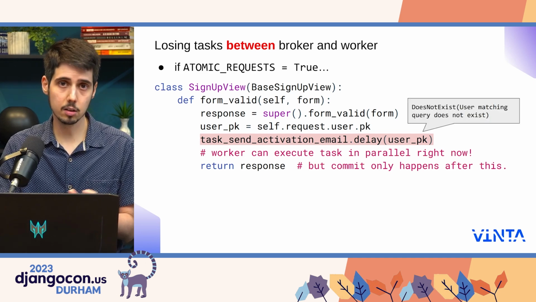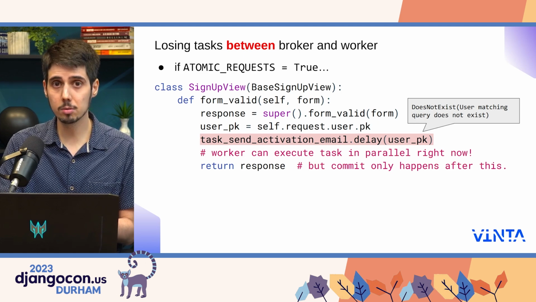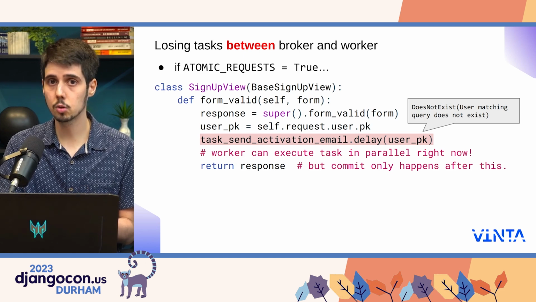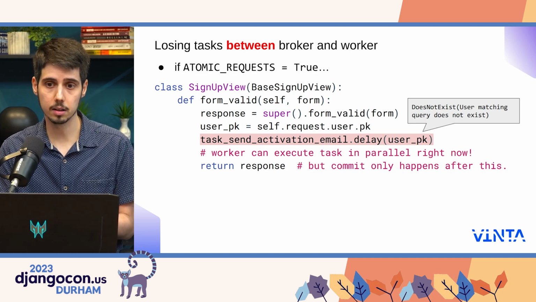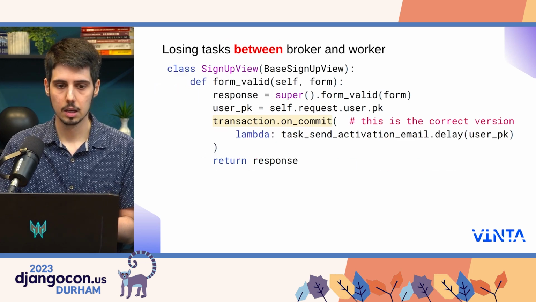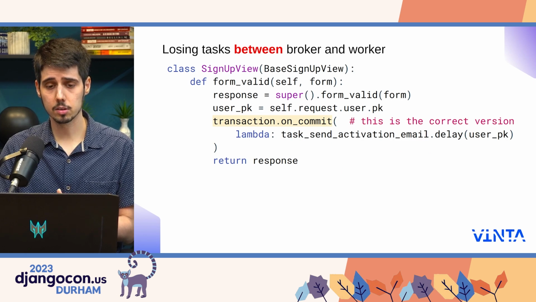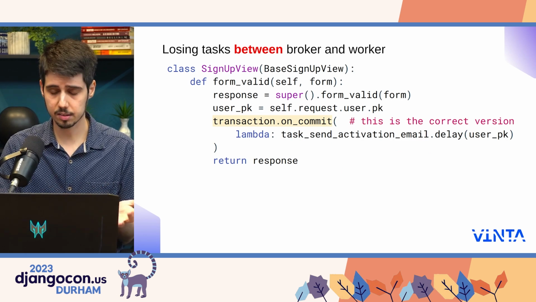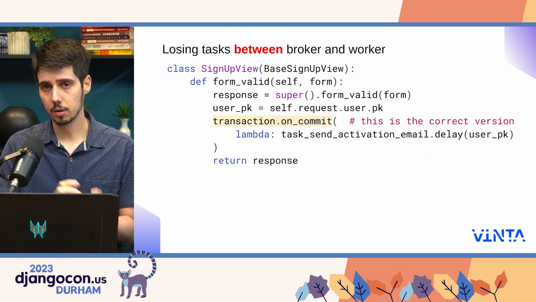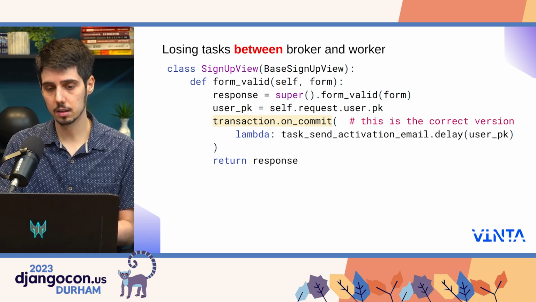DoesNotExist, the user doesn't exist yet. Because the view didn't finish, so the transaction wasn't committed, but the task ran. So the user wasn't in the database yet. So you can lose tasks because of that, and you can have task errors, in fact. So the correct version is to only run this task after the database commits. So you use transaction.on_commit.